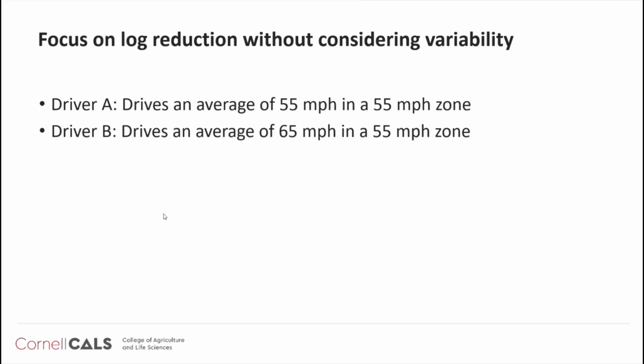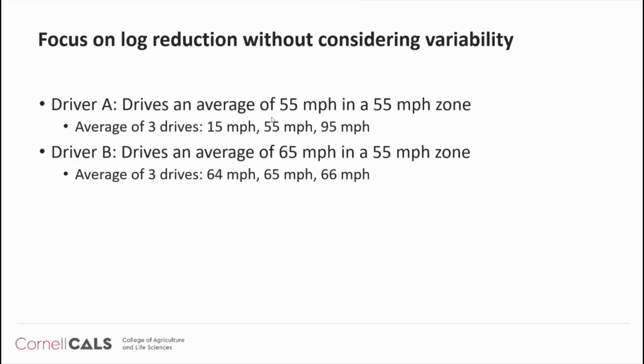However, they made a classic rookie mistake. They did not look at variability. What if the average of 55 miles per hour came about because this is the average of 3 drives that we kept track of, and once that person drove 15 miles an hour, once they drove 55, but once they drove 95 miles an hour, 40 miles faster, while the other person is a very consistent driver, 64, 65, 66 miles an hour. With that information, which of the 2 drivers do you want your kid to drive with? Most of us will probably pick driver B.